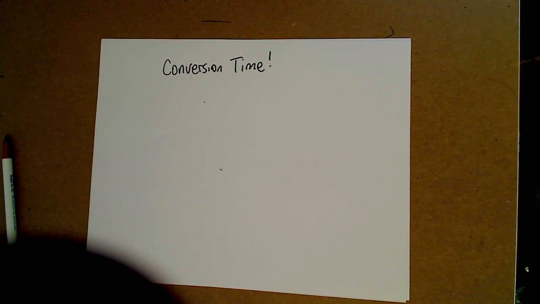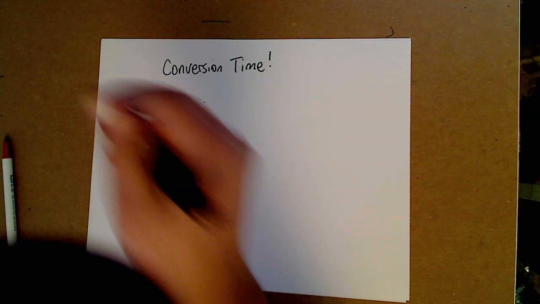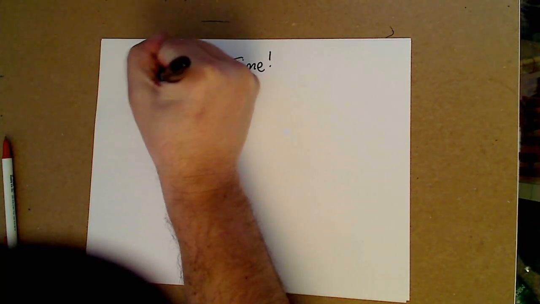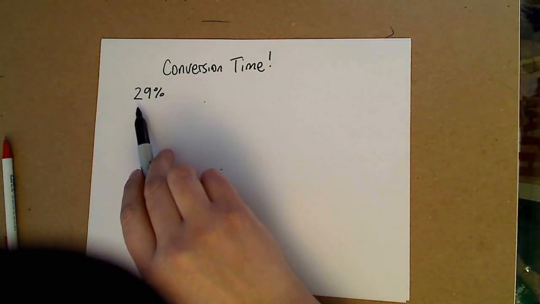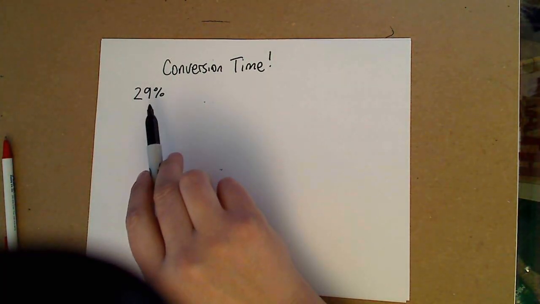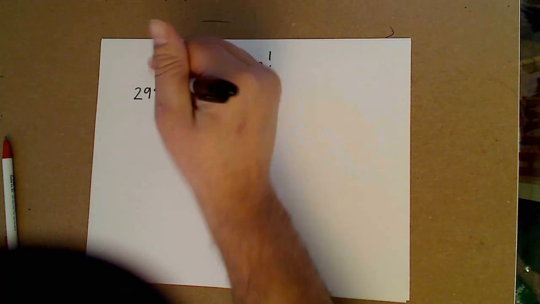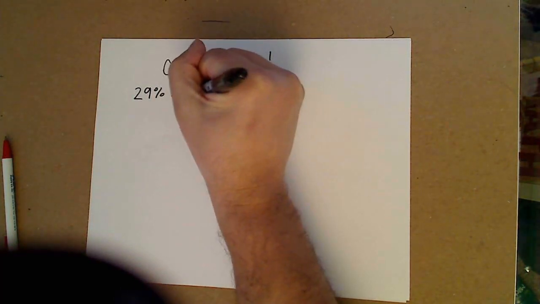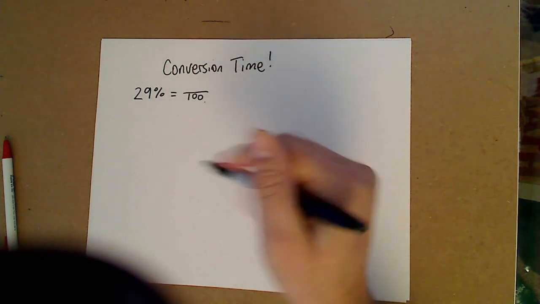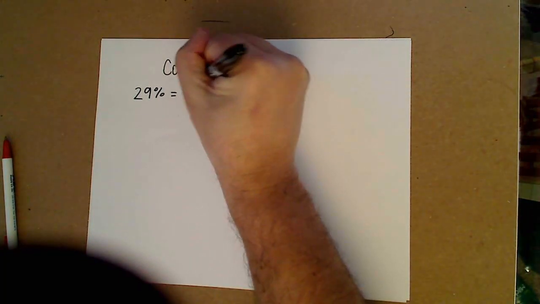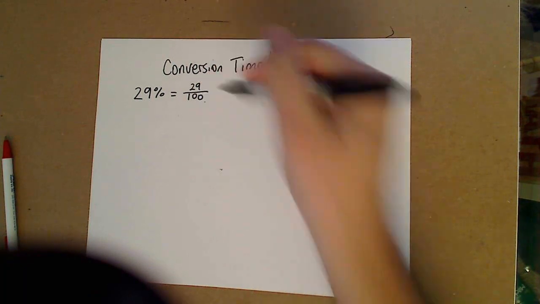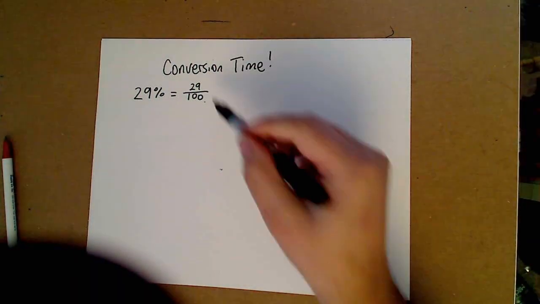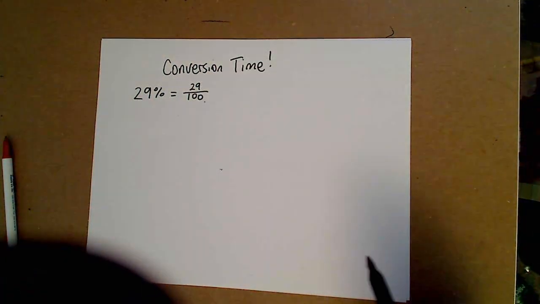So starting off, I'm going to take a percent and convert it into a fraction. I'm going to make up a number. I'm going to say 29%. Now we know cent equals 100, so I can make this a fraction out of 100. That's 29 out of 100, or 29%. 29% is the same as 29 out of 100.